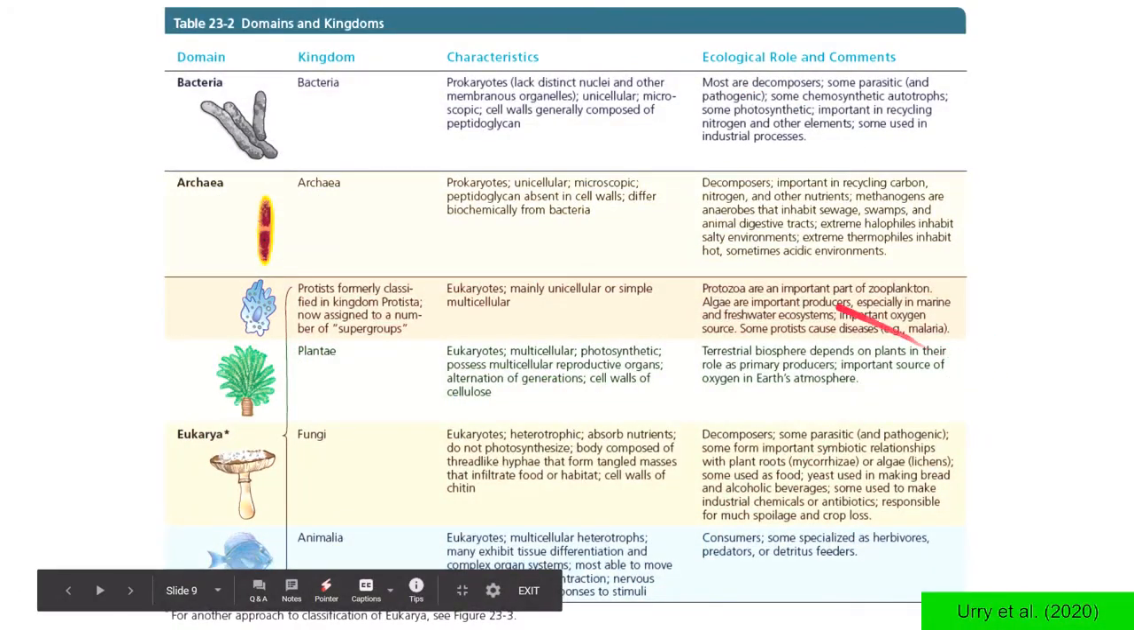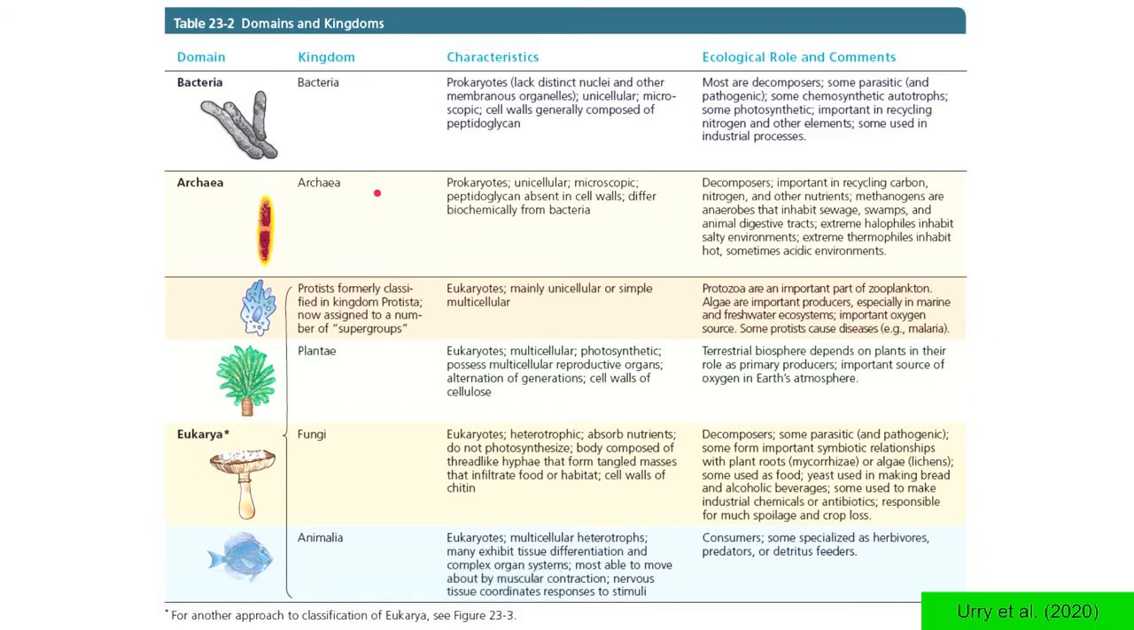So again, this is another table showing us the characteristics of each domain. For domain Bacteria, which includes kingdom Bacteria, these are your prokaryotes, unicellular, microscopic organisms with cell walls. They are mostly the decomposers within an ecosystem. Some could be parasitic, and some could be pathogenic or disease-causing organisms. Next, domain Archaea has kingdom Archaea.